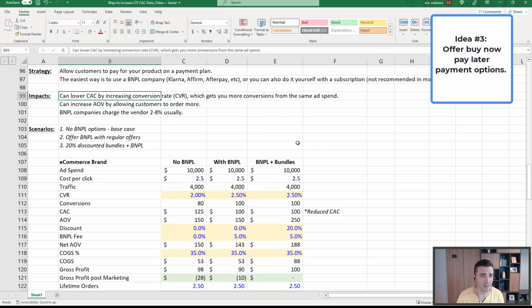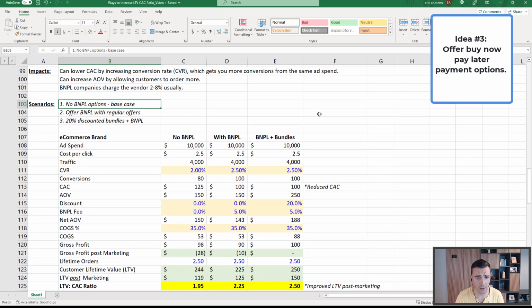Okay, so the biggest impact this can have on your company is that it can lower your CAC by increasing the conversion rate. So you can basically get more conversions from the same ad spend, especially if you have a product that has a high average order value. You'll convert more people if it's more affordable for them to buy it, basically. The buy now, pay later companies generally charge the vendor 2 to 8%. So that's something you need to look at, to figure out if the increase in conversion can actually make up for that drop in revenue.